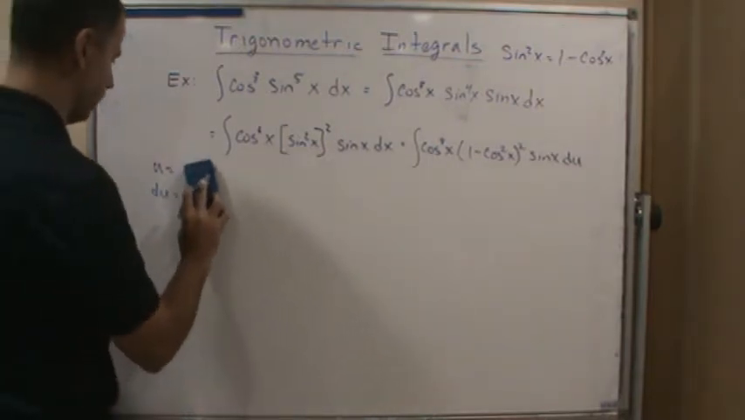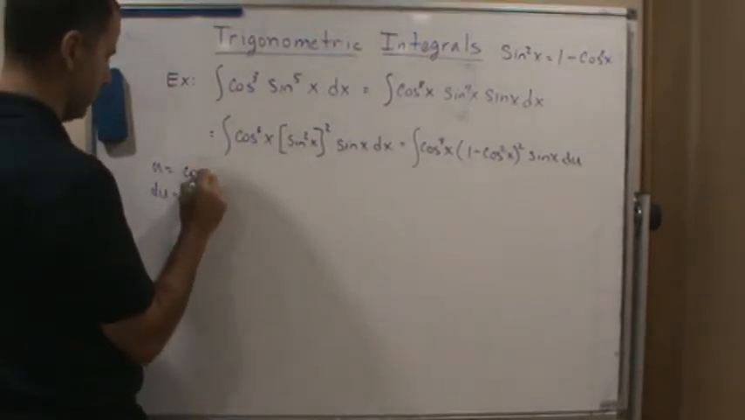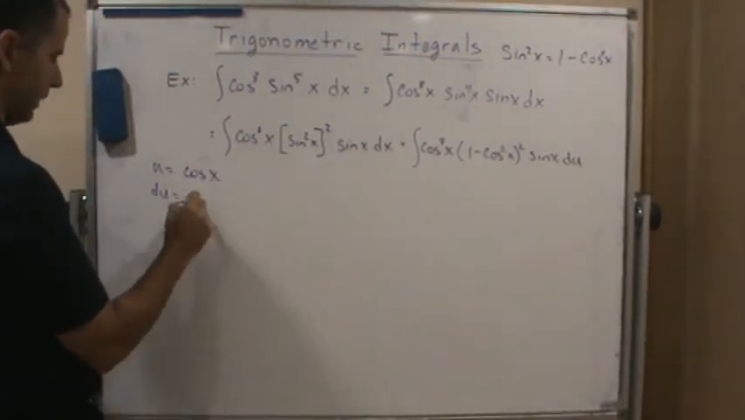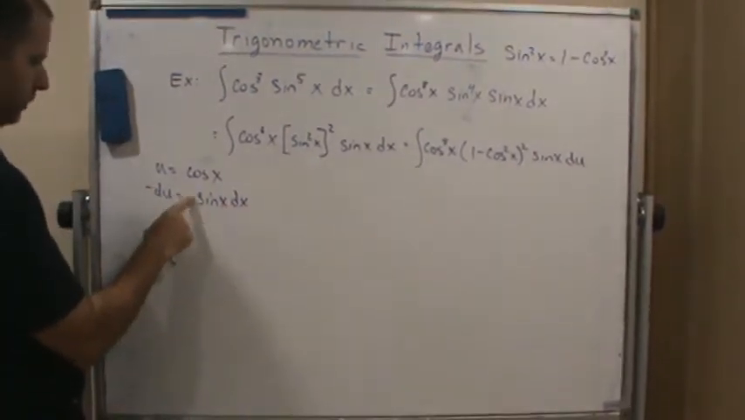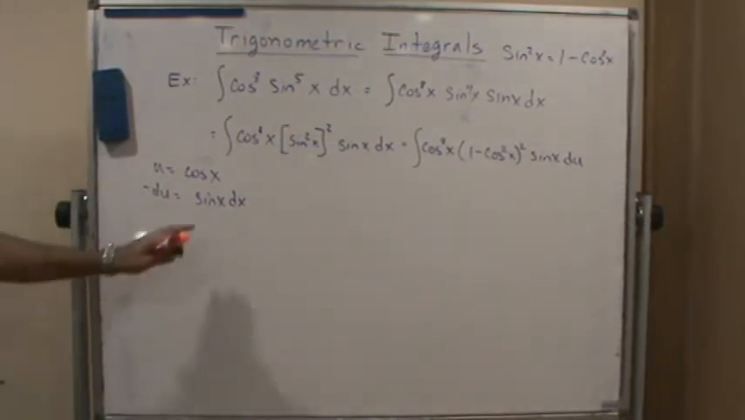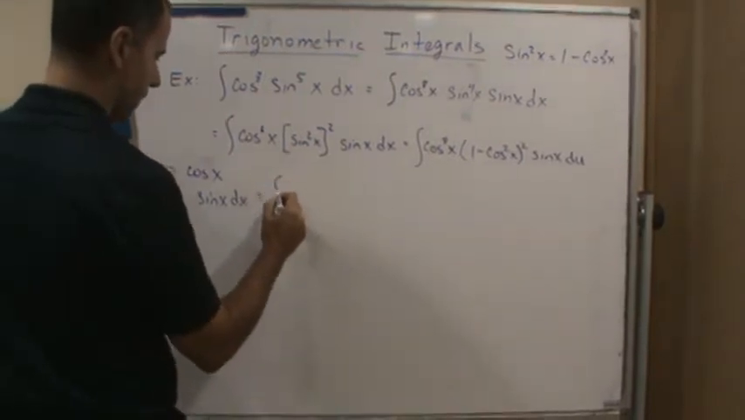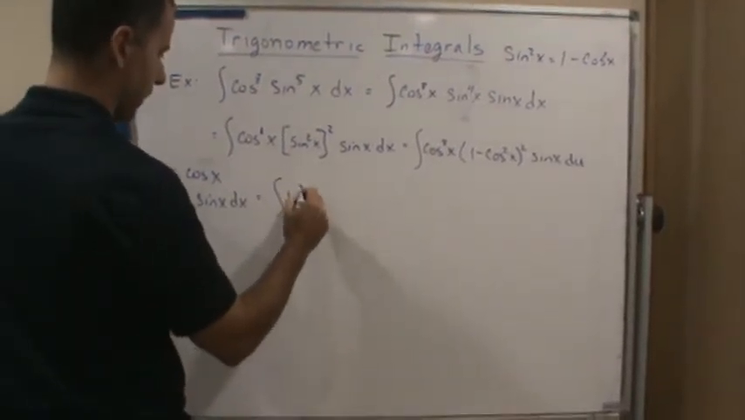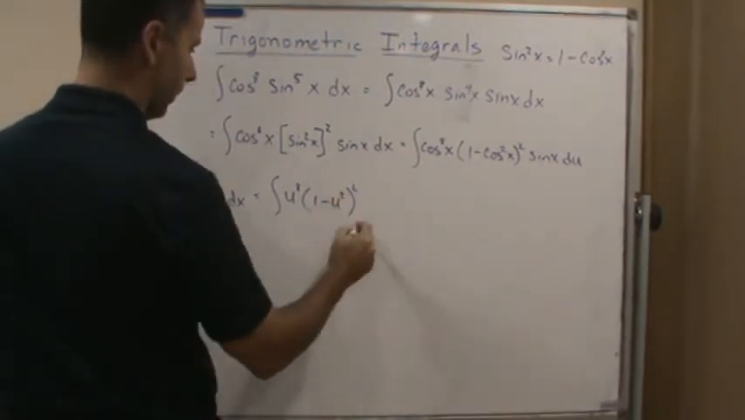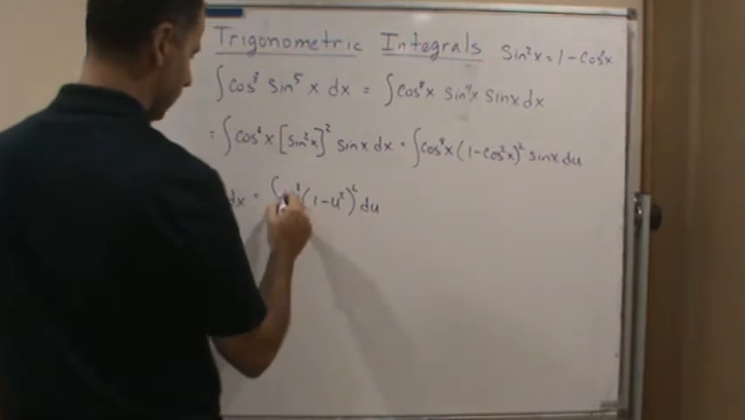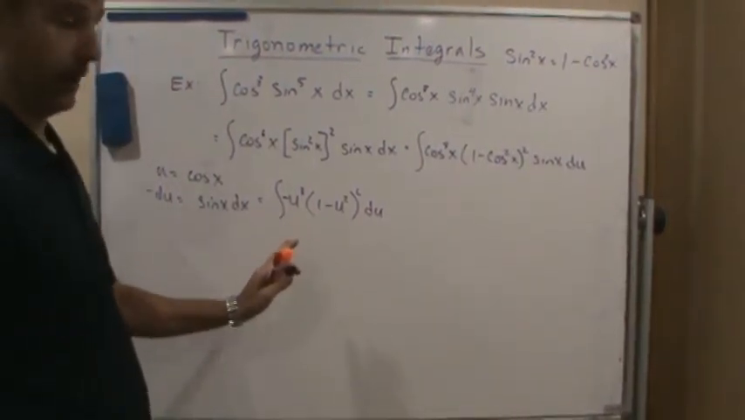Oh, yeah, I knew something wasn't right. So u is going to be cosine x, and then du is going to be negative sine x dx, and so we get negative du equals sine x dx. And so now I'm going to use my u substitution, and I'm going to get u to the 8th times 1 minus u squared, quantity squared, and I get du, and I'm going to put the negative sign there.